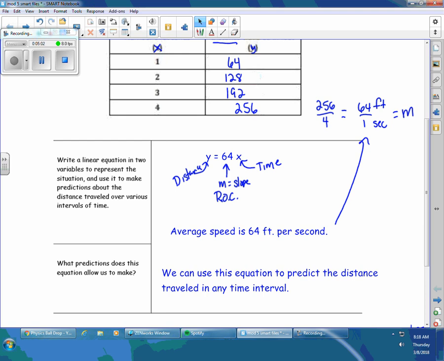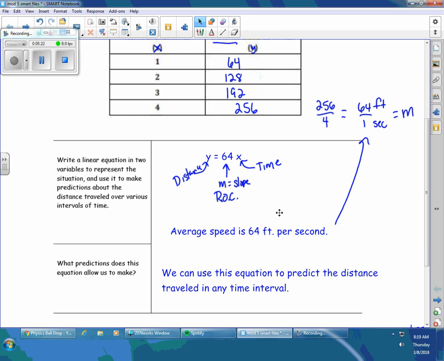What predictions does this equation allow us to make? We can use this equation to predict the distance traveled in any time interval. So I can choose a different time than 1 through 4. I can choose a fraction of a second. I can say, in 1.5 seconds, how far does it go? I plug in 1.5 here and I'll get my distance.